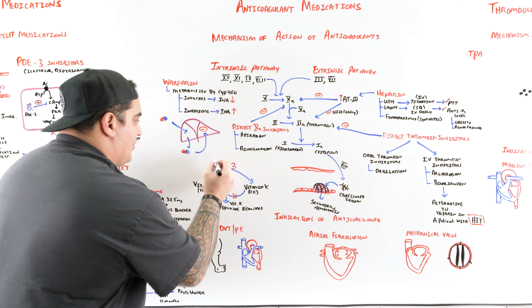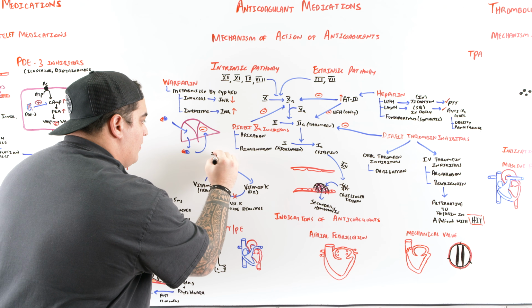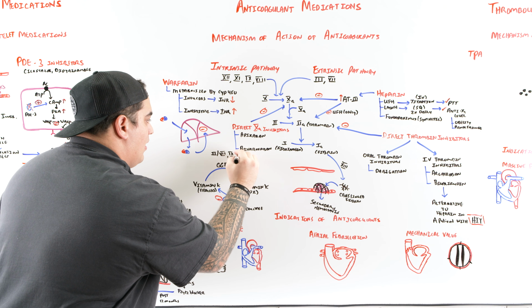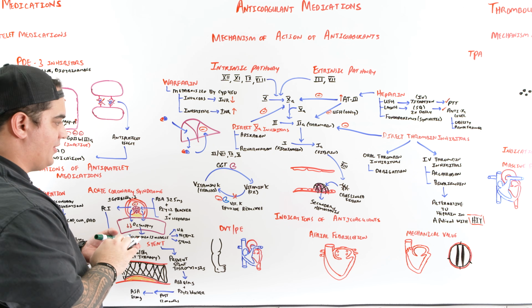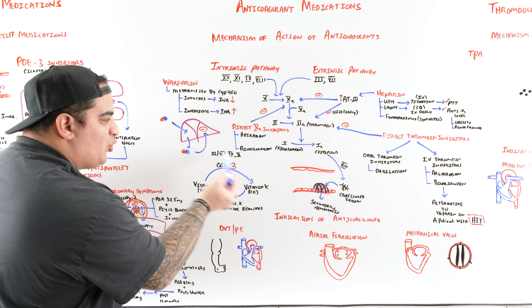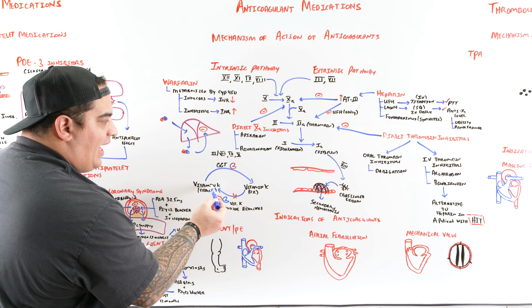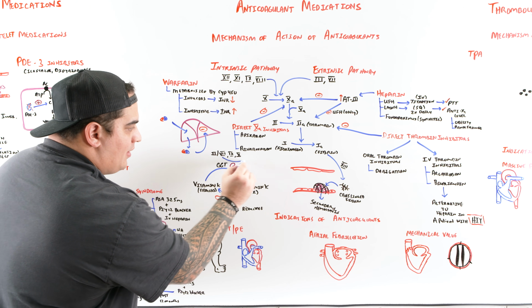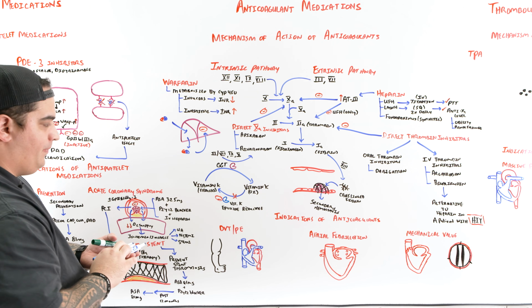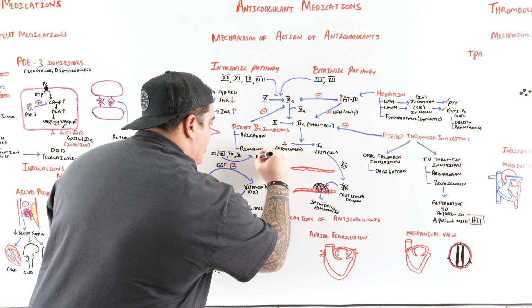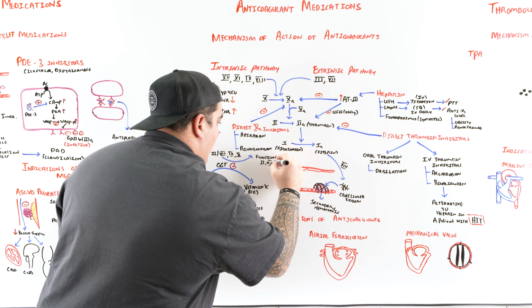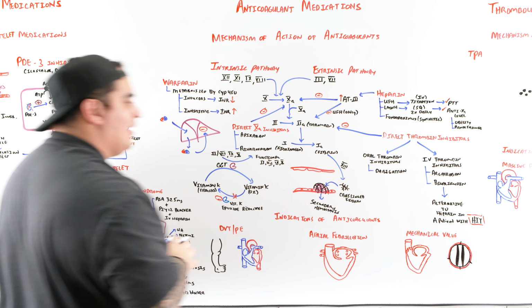And these are going to be factors 2, 7, 9, 10. You're like, oh my gosh, wow, that's a lot of different factors. They're in the inactive state, not the truly functional state. But if vitamin K is present, this enzyme will then utilize this process to make them functional. So now you're going to have functional 2, 7, 9, and 10.